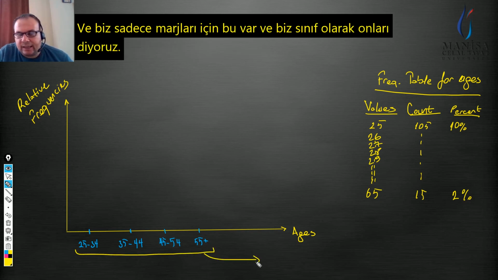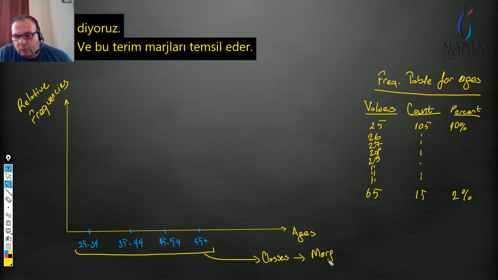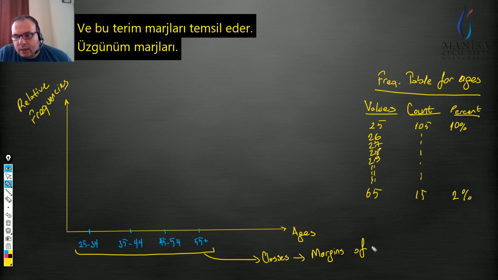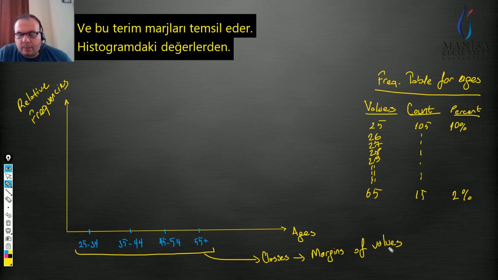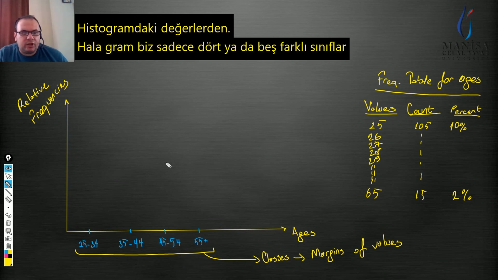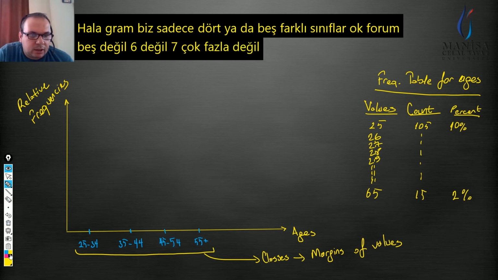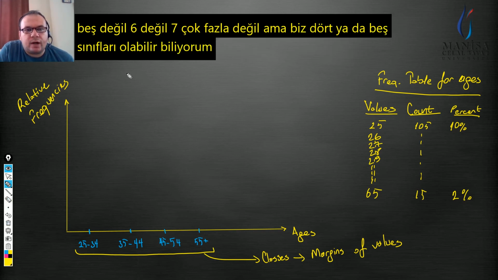These are classes, and this term stands for margins of values. And in a histogram we can have just 4 or 5 different classes. Okay, 4 and 5, not 6, not 7, not too much, but we can have 4 or 5 classes. And also I forgot to write the heading. This is a histogram.